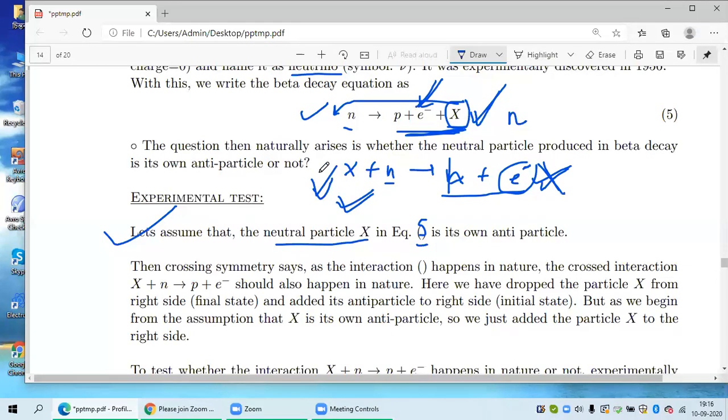So the bottom line is, this reaction X plus N going to P plus E is not seen in the laboratory, though it is connected to beta decay by crossing symmetry under the assumption that X equal to X bar. But this reaction is never seen, which means our assumption is wrong. So X is not equal to X bar. That proves that X has its own distinct antiparticle. X is different from its antiparticle.